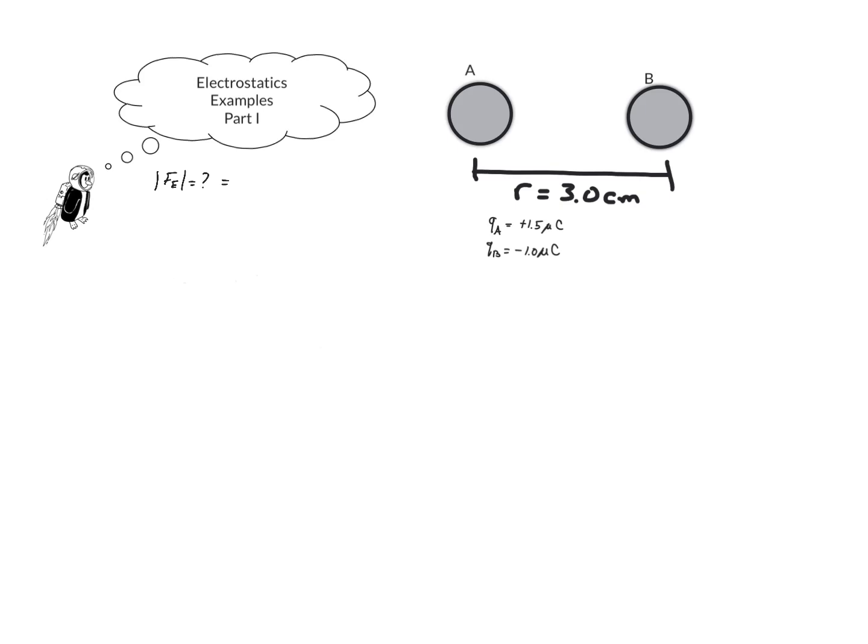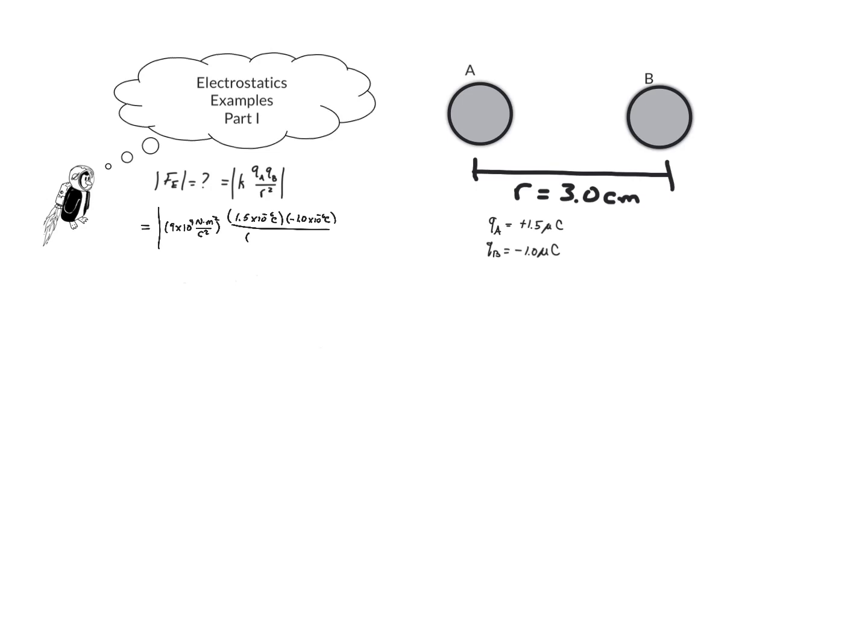Remember that the electric force is Coulomb's constant times the two charges divided by the distance between them squared. The numbers we have, so we have 9 times 10 to the 9 newtons times meters squared over Coulomb squared, which is Coulomb's constant, times 1.5 times 10 to the minus 6 coulombs, which is microcoulombs, and a minus 1.0 times 10 to the minus 6 coulombs, all divided by the radius squared.